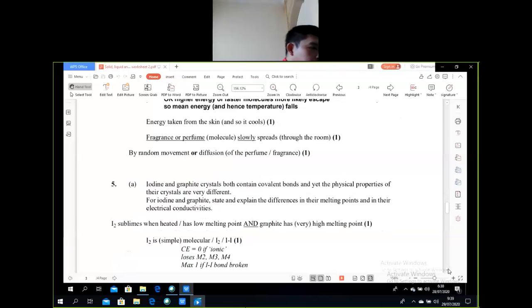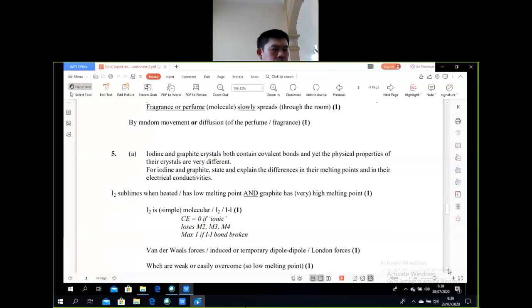Now let's discuss number 5. Iodine and graphite. In the previous number it was a question about iodine and diamond, but this number 5 is about iodine and graphite. Crystals of both contain covalent bonds, and yet physical properties of their crystals are very different. For iodine and graphite, state and explain the differences in their melting points and in their electrical conductivities. Iodine is easy to sublime, while graphite is not easy to sublime. It has a high melting point.